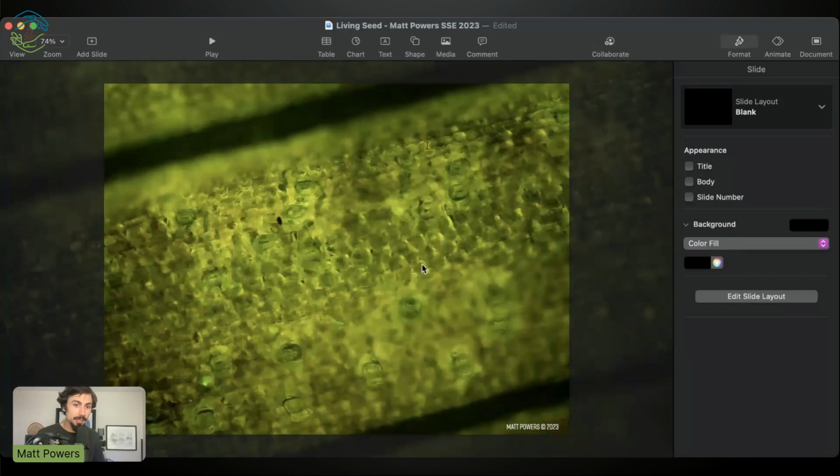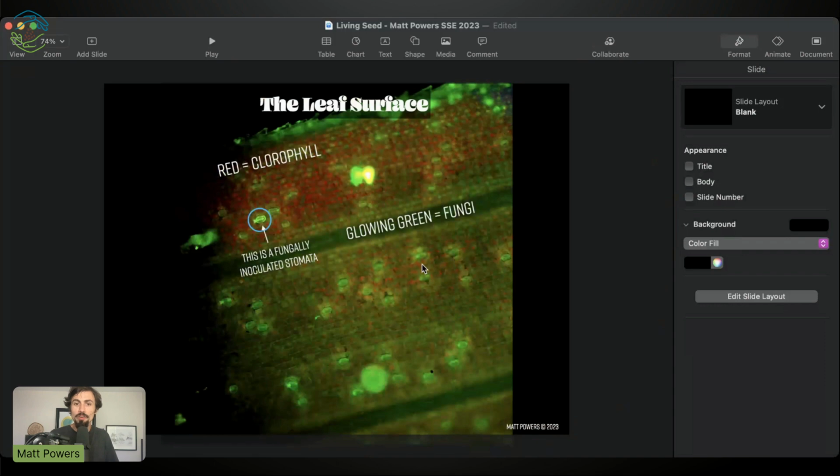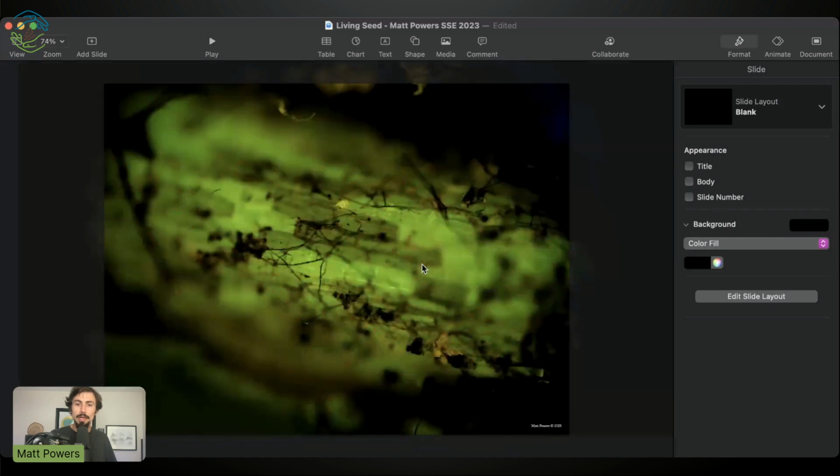And this is what plant cells actually look like. They look like pieces of glass. Well, because they're little greenhouses that absorb sunlight and turn it into energy. And this is what happens. And when they're fungally inoculated, they glow characteristically. And when the roots are fungally inoculated, they do as well.